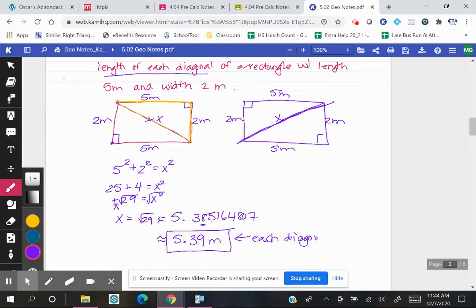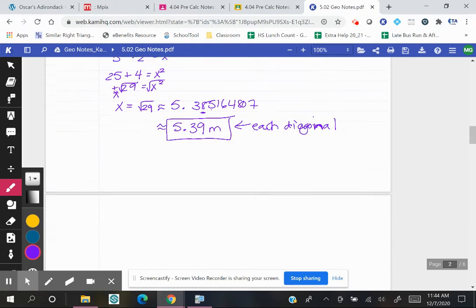So in a rectangle, what did I do there? Diagonal, added an extra I. In a rectangle, the diagonals are always going to be the same. They're congruent to each other.